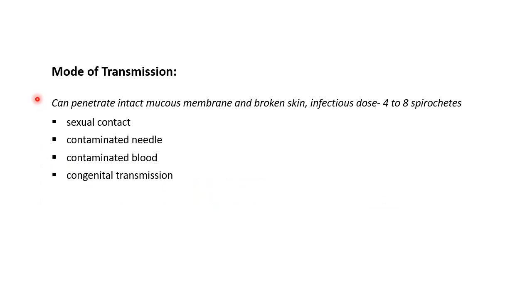Because the spirochete is very thin and it is actively motile, it can penetrate intact mucous membranes and also broken skin. With the studies using rabbits, it was found that the infectious dose is from 4 to 8 spirochetes. The following are the modes of transmission, and the usual mode of transmission is through sexual contact. It can also be through contaminated needles, contaminated blood given during blood transfusion, or through congenital transmission.